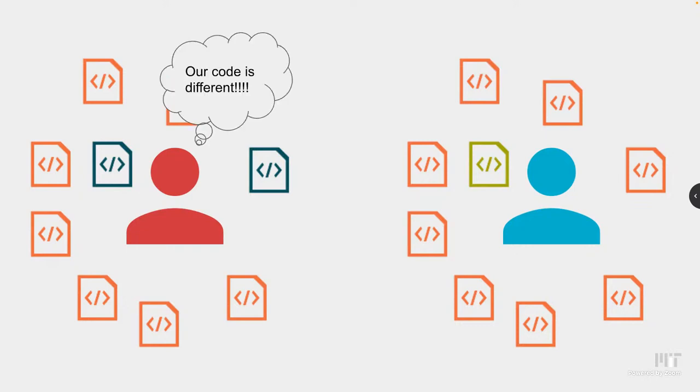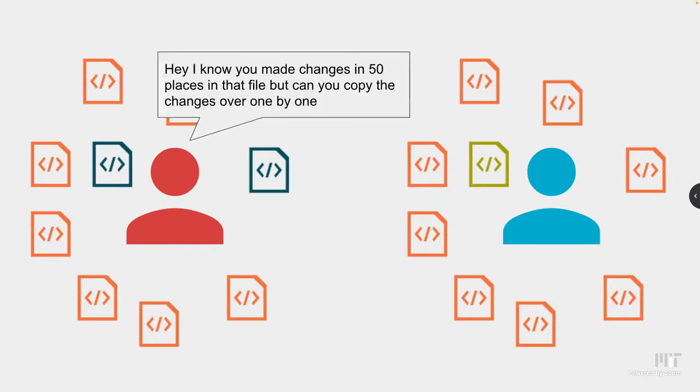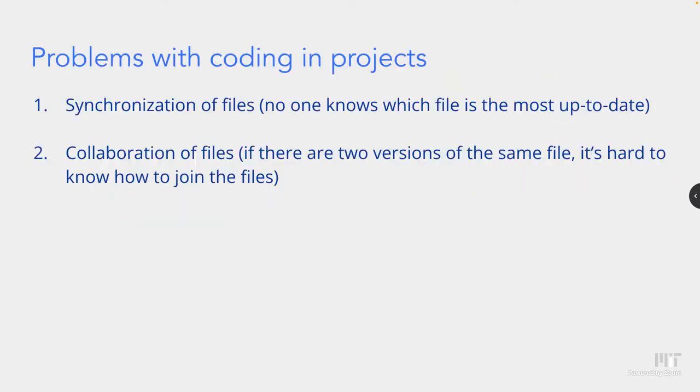So when they compare code, Ben realizes that their code is different. And Ben has to ask Alice to manually look at both codes and compare and basically just manually merge them together, which is not ideal either. So we see our second issue here, which is if there are 2 versions of the same file, it's hard to know how to join the files together.